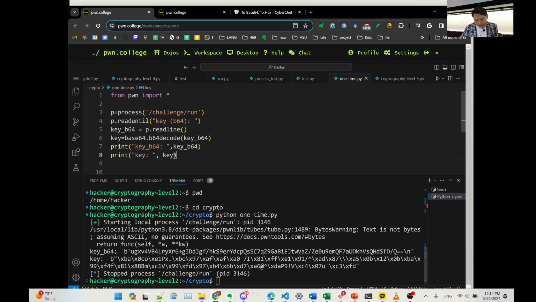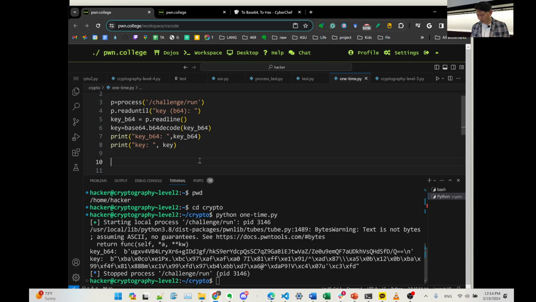So read, decode it, and print out. This is the basic way to take the key value from the process interactively, and we can also read the second value. What is that? The ciphertext, right? So let's get that the same way.